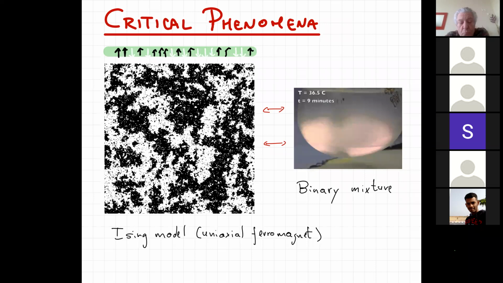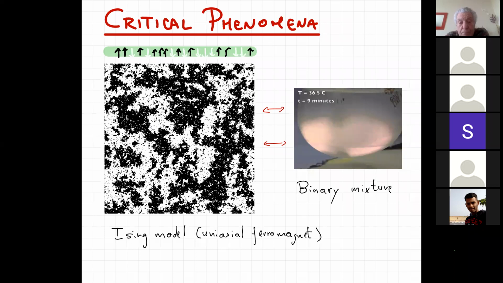Similarly, for very cold temperature, it would look almost entirely black or almost entirely white, which means that there would be a strong magnetic field. So all the spins would be pointing in the same direction. And then there's some critical temperature, which is what I show here, where you can see that there are domains. So there are regions with spins pointing in one direction of approximately all sizes. So again, there's this kind of emergent scaling invariance.